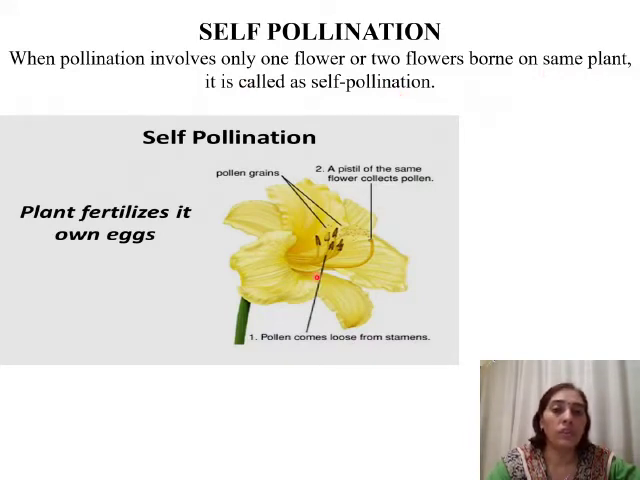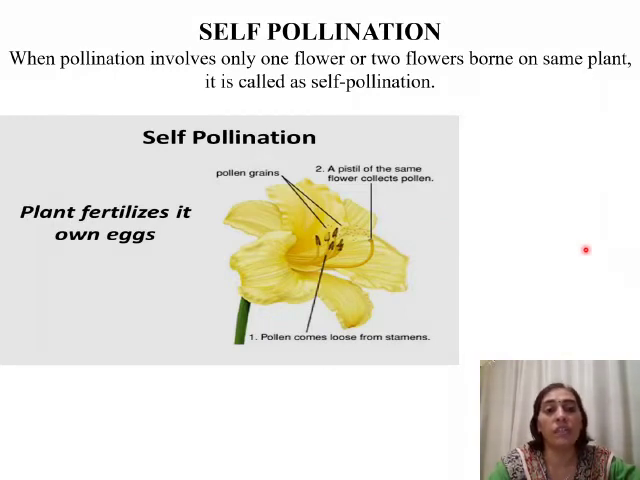So the process of self-pollination can take place in same flower. That is, in this flower, for example, the pollen grains will be deposited on the stigma. But there is another way in which self-pollination can take place, that is, the pollen grains from one of the flowers on the plant get deposited on the stigma of another flower but on the same plant. So this is what we call as self-pollination.